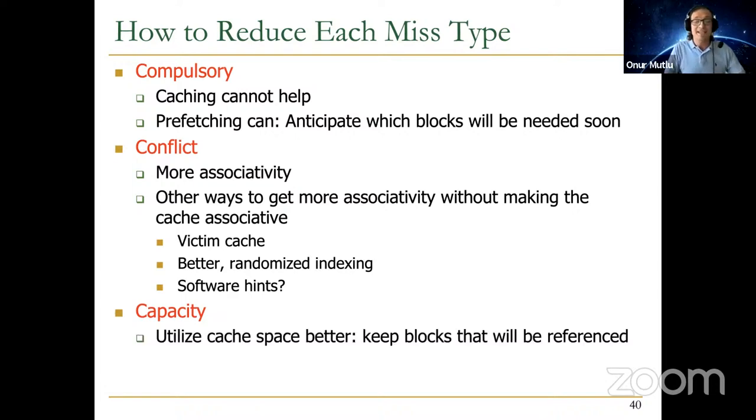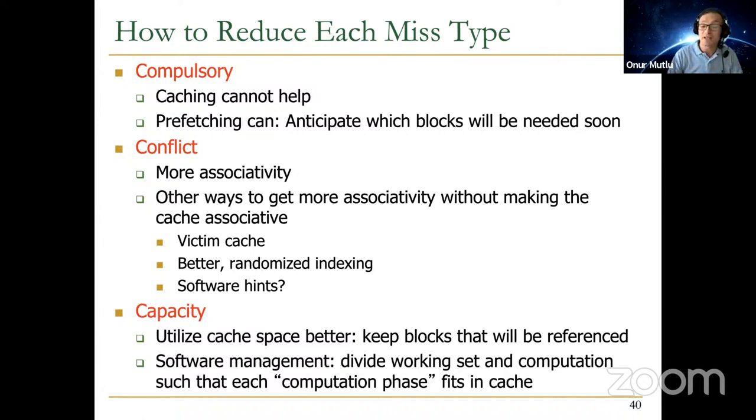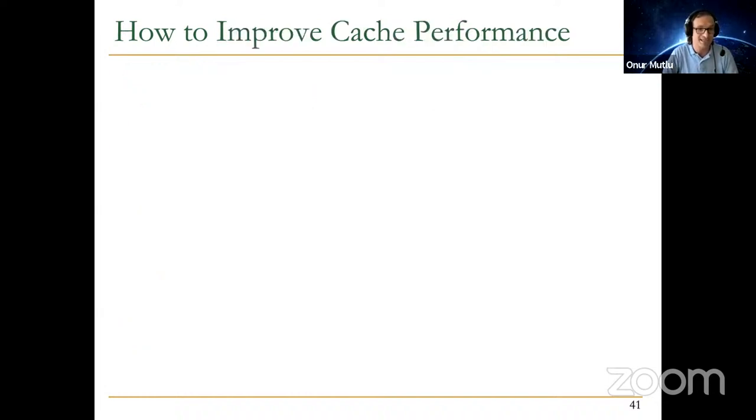Okay, so capacity misses, how do you reduce these? Well, other than increasing your cache size, of course, utilizing cache space better is important here. Keep the blocks that will be referenced inside the cache, or do better software management. Divide your working set and computation such that each computation phase fits in the cache, so the data that's required is in the cache in a given computation phase. This is a great idea, and we're going to see some examples of software management ideas as well.